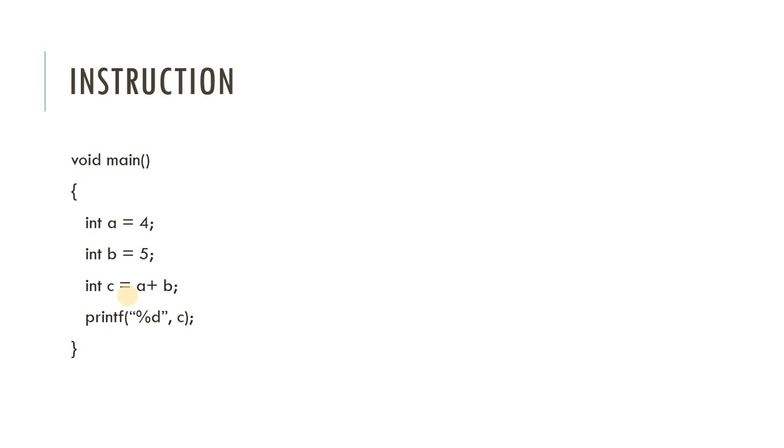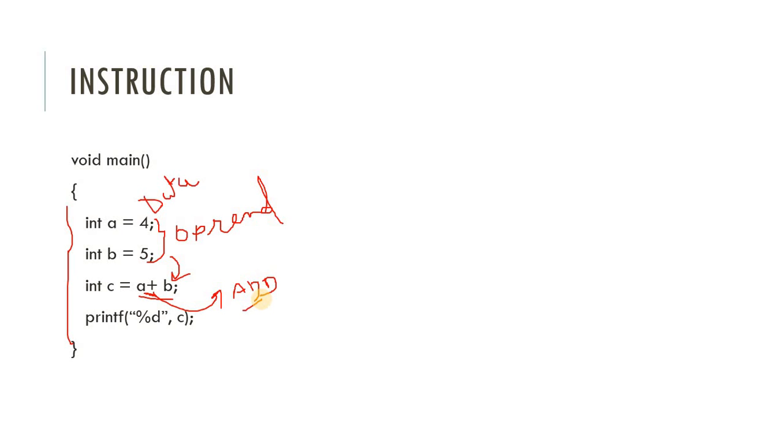An instruction contains operators and operands. Here you can see this is a set of instructions. An instruction contains data and the operation. Here A and B are data, and on that we are performing some operation. This data is called the operand, and on this data we are performing the addition operation. So we can say that any instruction has two values, data and operations.